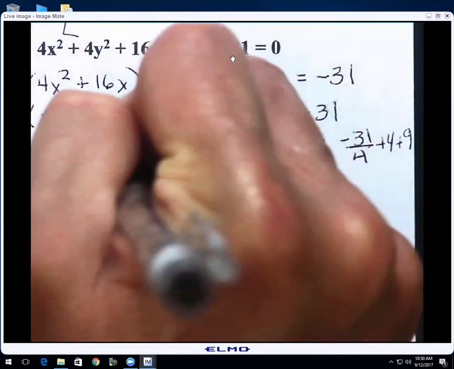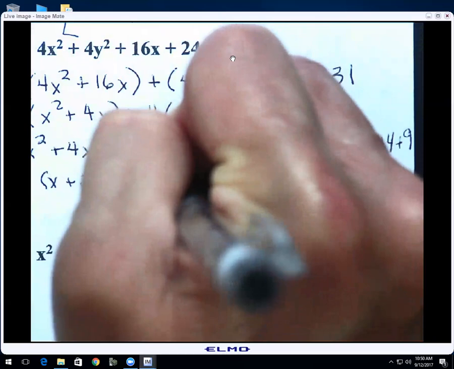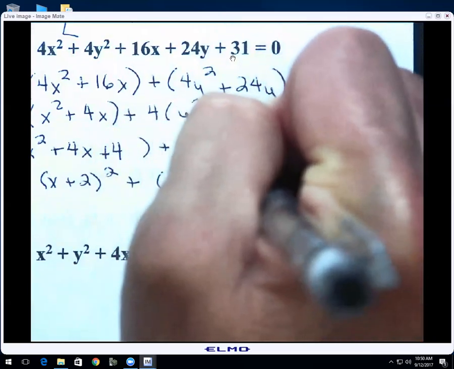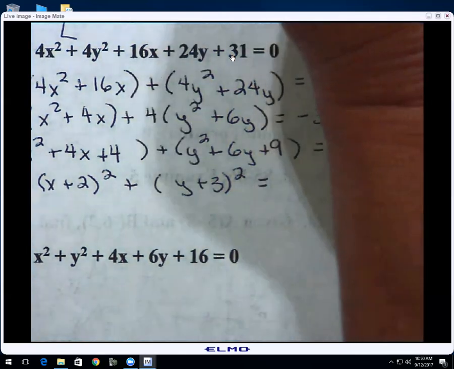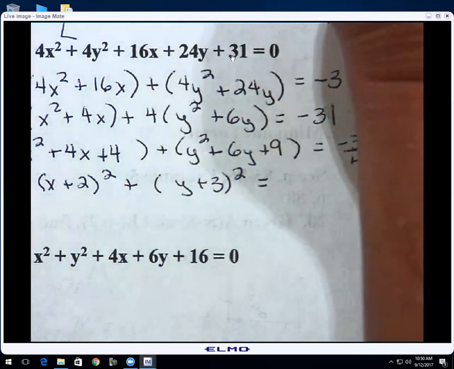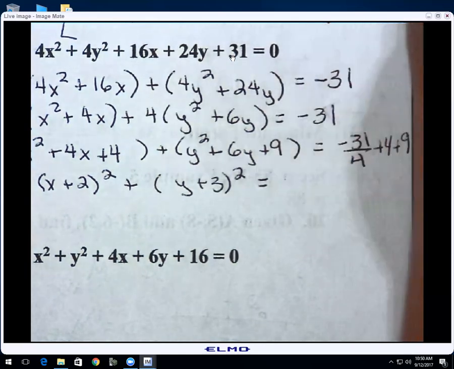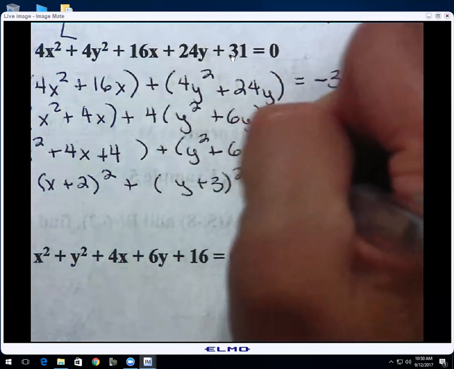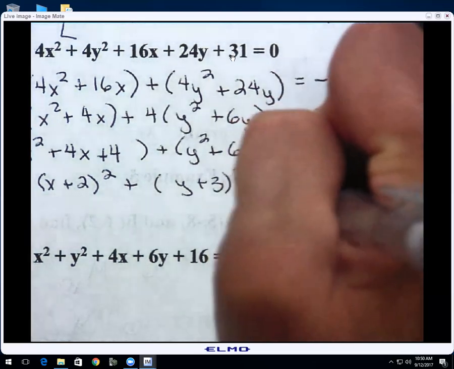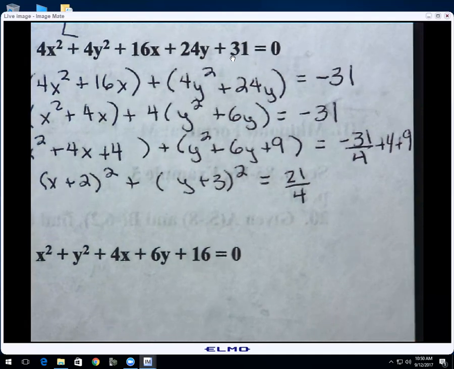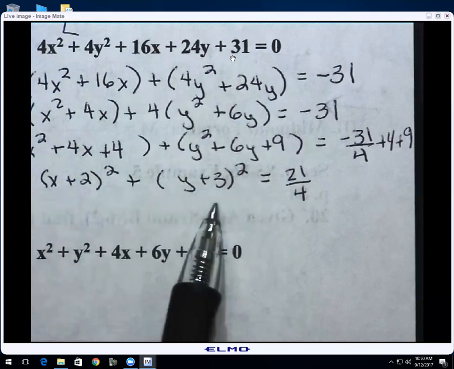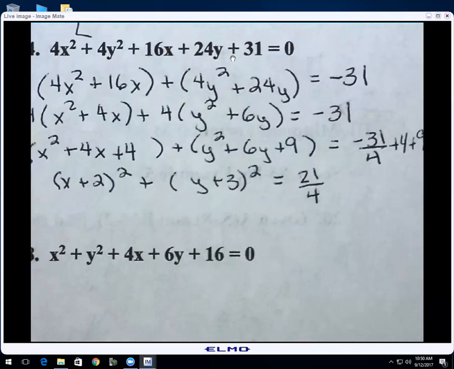That first group factors into x plus 2 squared. The second group factors into y plus 3 squared. And the right-hand side would be negative 31 over 4 plus 13 over 4 would be 21 over 4, if I did that real quickly, correct. And so the center would be negative 2, negative 3, and the radius would be square root of 21 over 4.